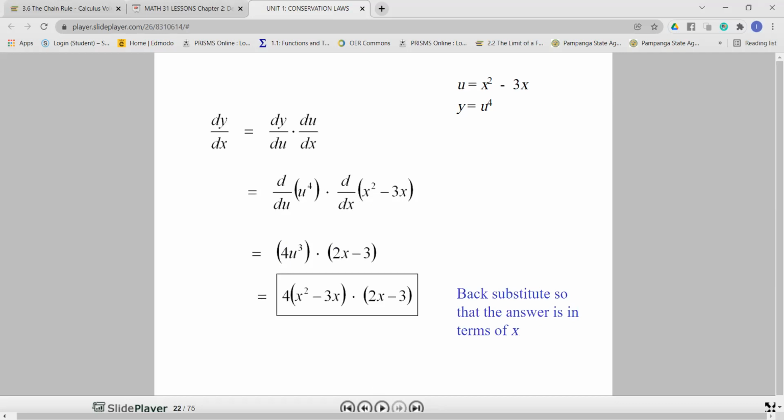But you know that u is represented as x squared minus 3x, so we bring it back to the original. This u raised to 3 will be written as x squared minus 3x, raised to 3. Don't forget. So the answer is x squared minus 3x raised to 3, times 2x minus 3. Okay? So, that's it. That should be the answer.